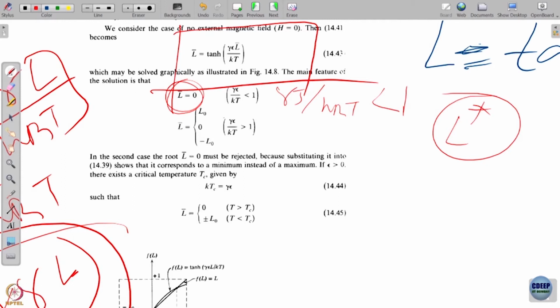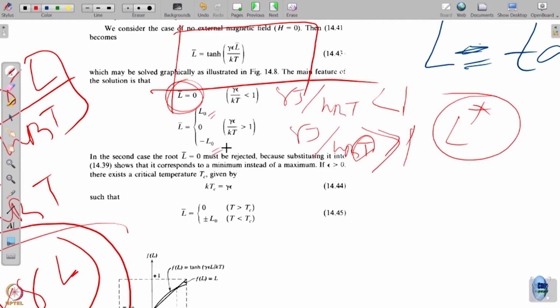The number of up spins is the same as the number of down spins. However, a solution appears when you go to lower temperature. When you go to lower temperature, that means gamma J by kBT is greater than 1, the temperature is small. Then a solution appears, actually two solutions appear, one for up spins and one for down spins.